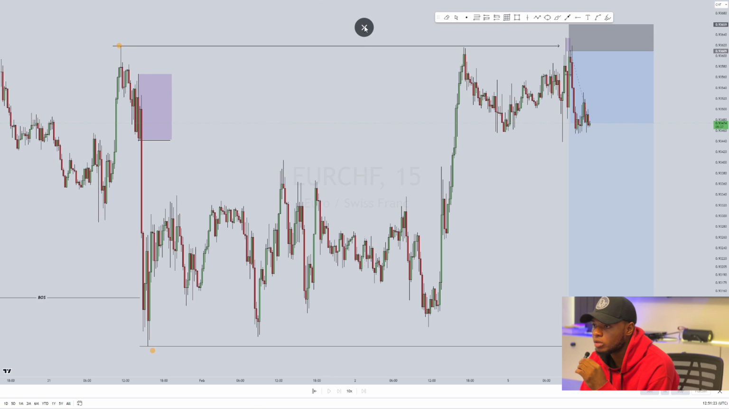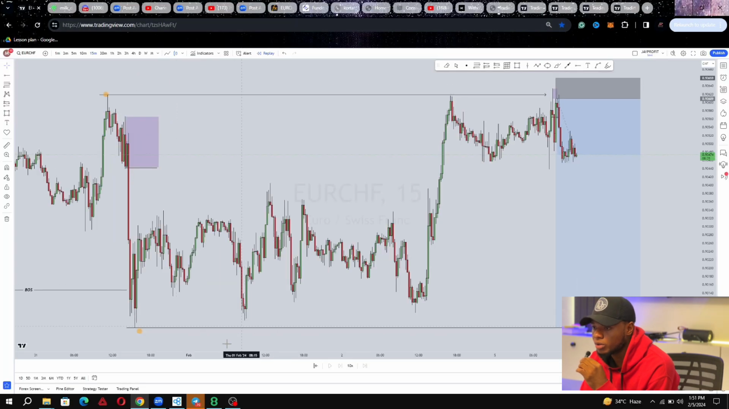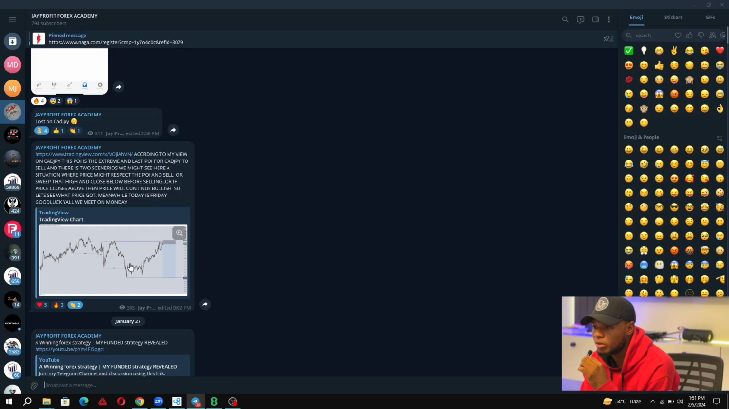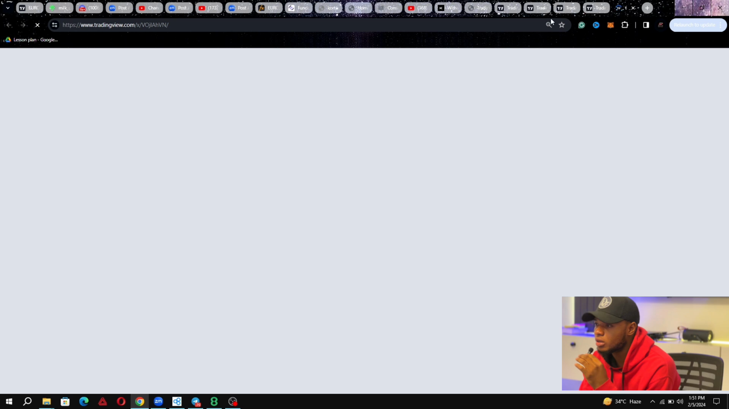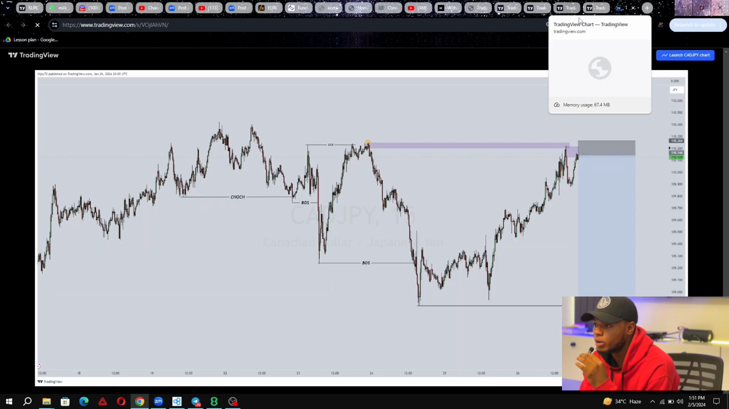So let's go over to the signal group on my Telegram. Let me show you guys. So this was the trade right here. As you can see, you have over 794 people. So let's get to 1,000 subscribers, I mean to say. Basically, this was the trade setup right here on CAD JPY.